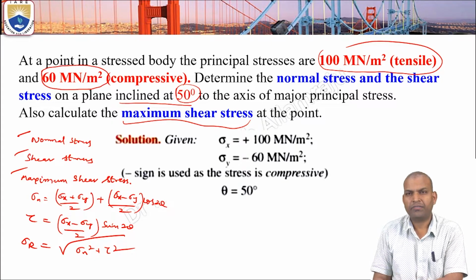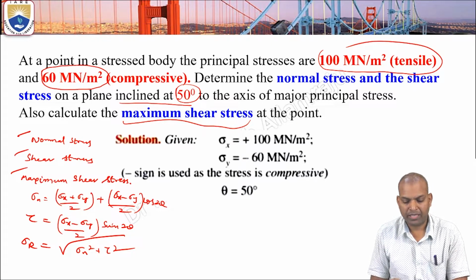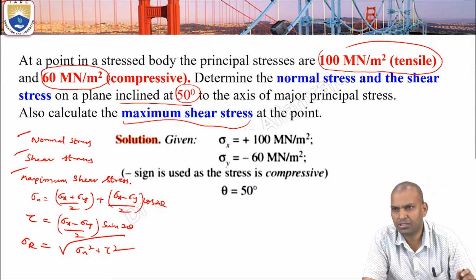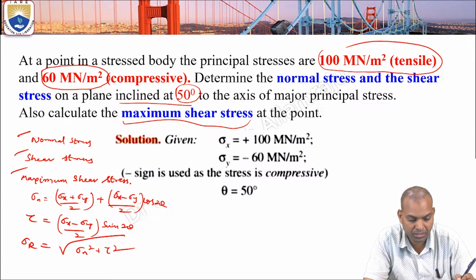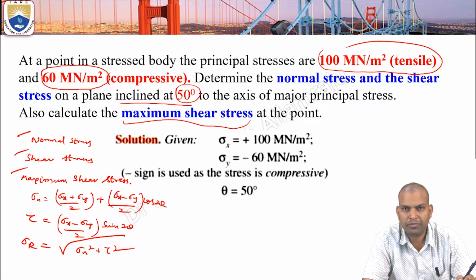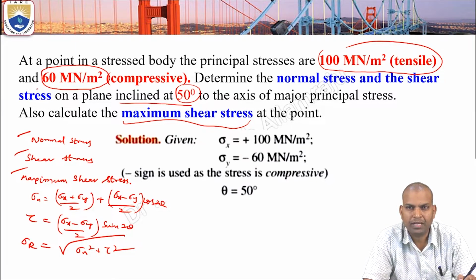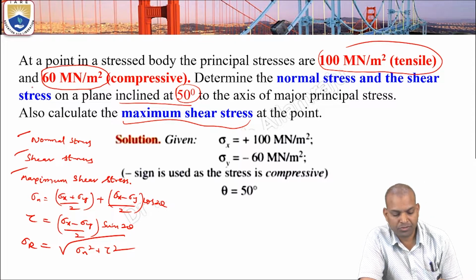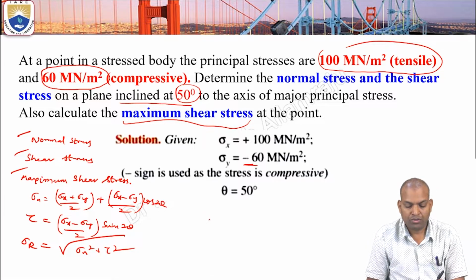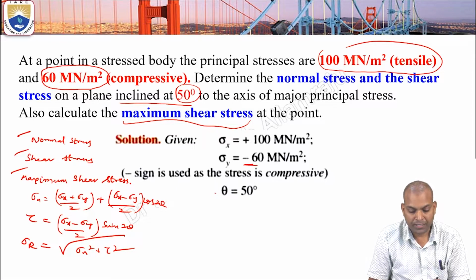For this, the given data is sigma x equal to the maximum of those two values, that is 100 meganewton per square meter, and the compressive stress sigma y is minus 60 meganewton per meter square. It is compressive, that's why it is a negative value, and sigma x is positive. The value of theta is 50 degrees.